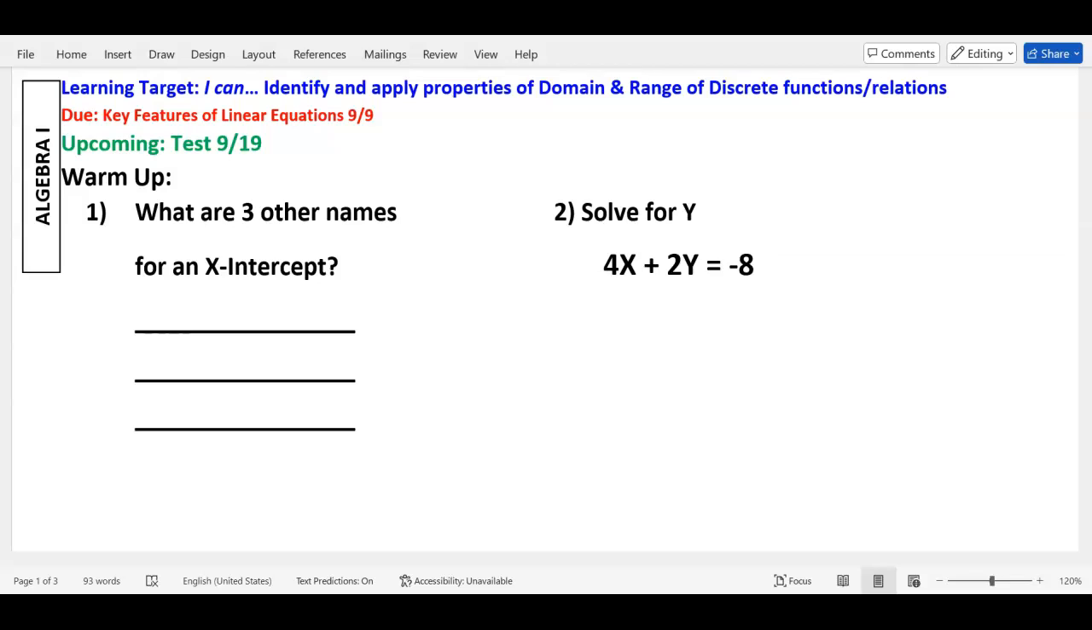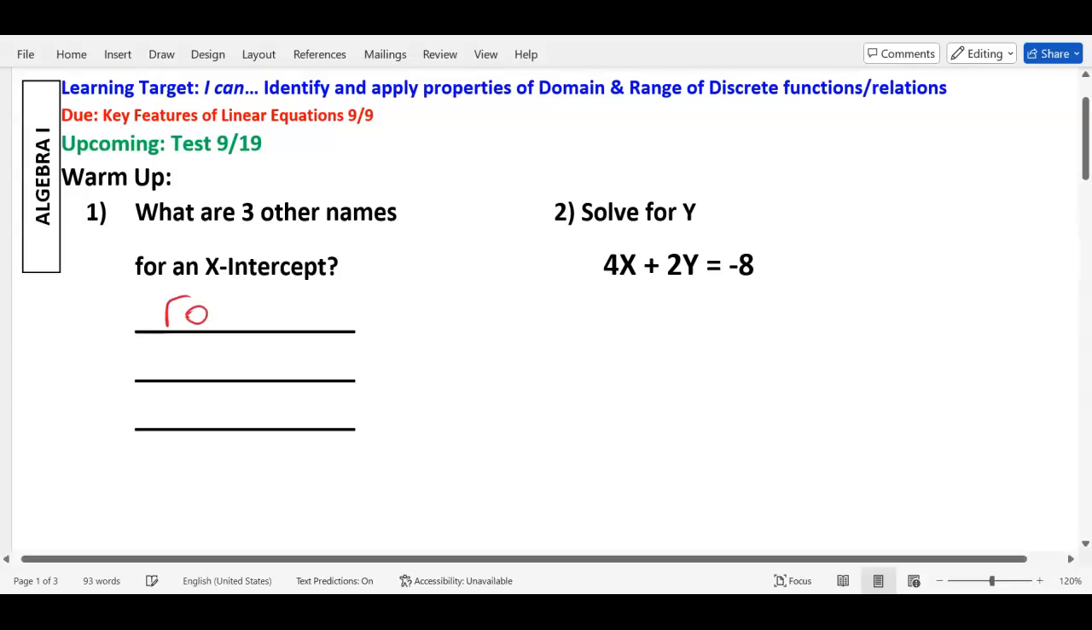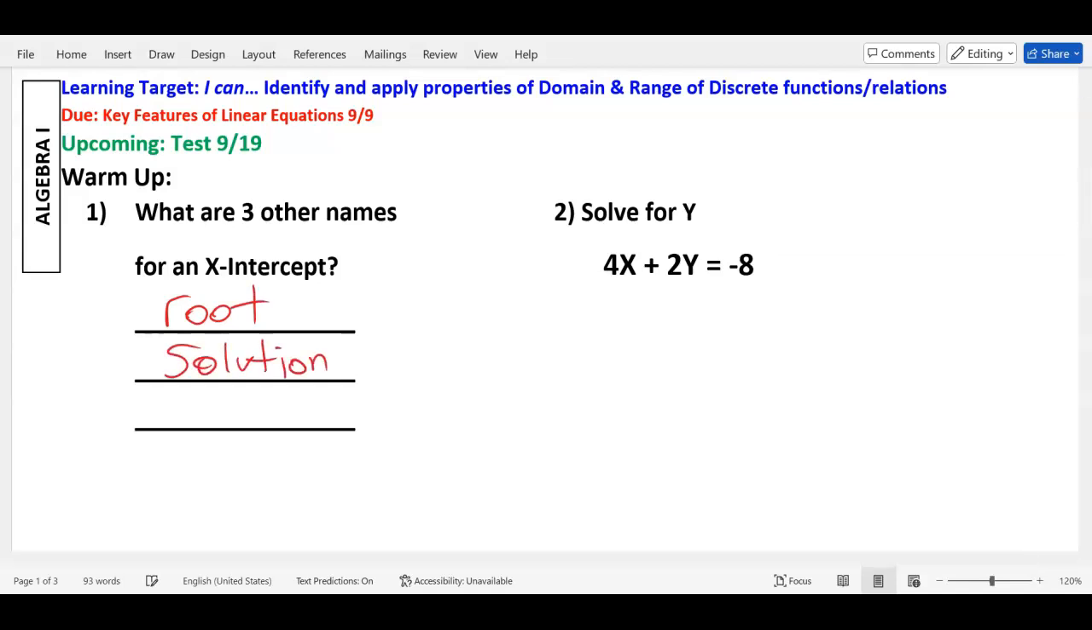Alrighty then, let's answer these questions. Number 1, what are 3 other names for an x-intercept? Who can give me one? Root. An x-intercept is a root. What else could it be called? Solution, that's a good one. What else? Zero. So sometimes there's only one. These are all singular, but sometimes it's plural. Sometimes there's x-intercepts, roots, solutions, zeros.